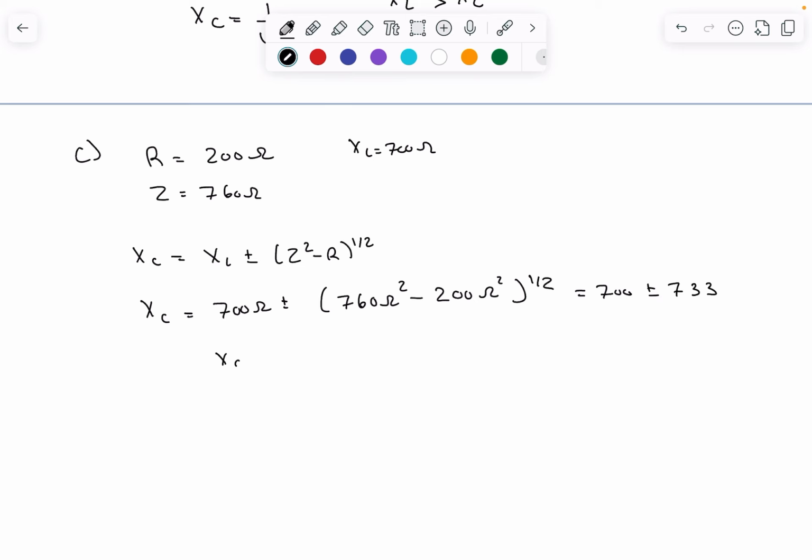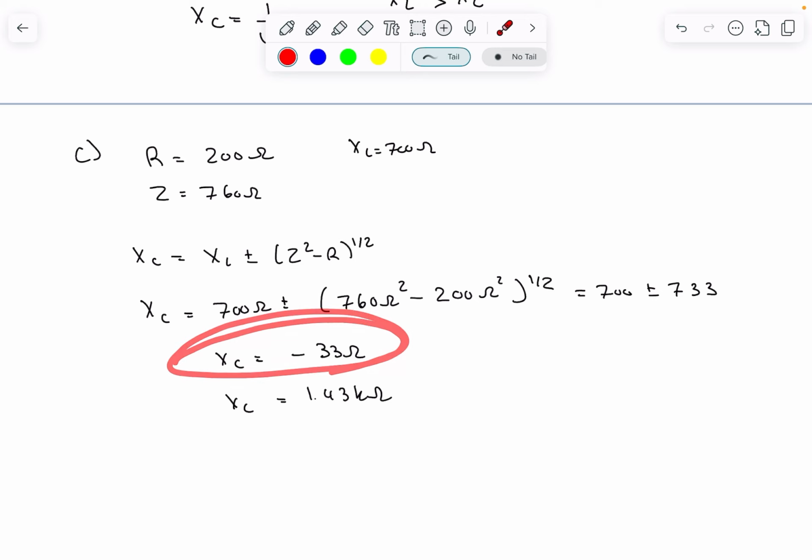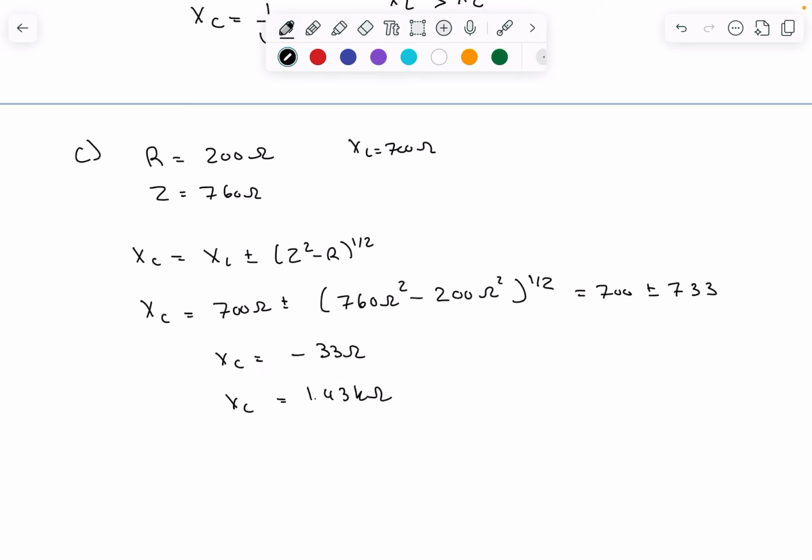So the two values are either negative 33 ohms when we take that negative, or 1.43 kilo ohms. So now we have a bit of a problem, right? Like you can't have a negative reactance, like that doesn't exist. So that means necessarily XC has to be equal to 1.43 kilo ohms.